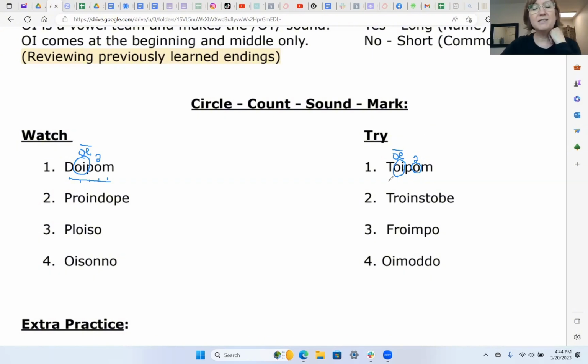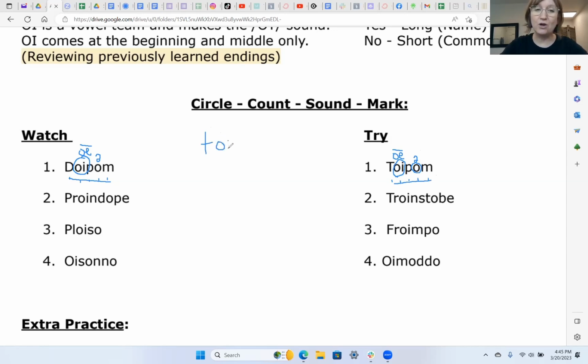So when you pencil read this word, this T is a voiceless sound, only air. So the sound for T is not ta, it's just t. Same with the P. P is voiceless also. It's not pa, it's just p. So when we pencil read it, it's t, oi, p. This oi says oi. This O that comes almost to the end of a word says schwa. T, oi, p, um, toy pum, toy pum.